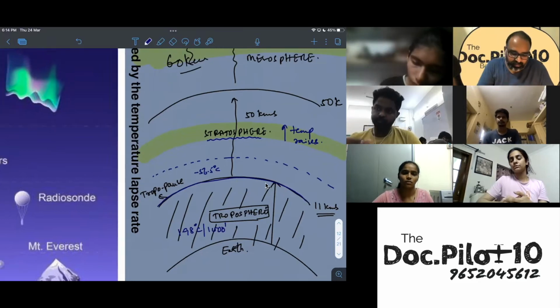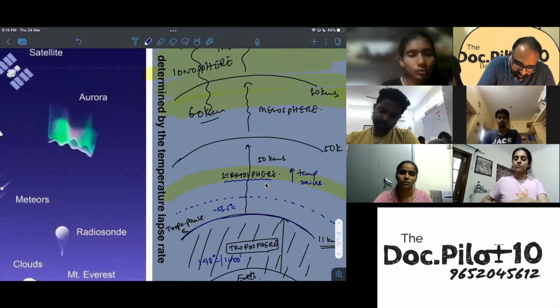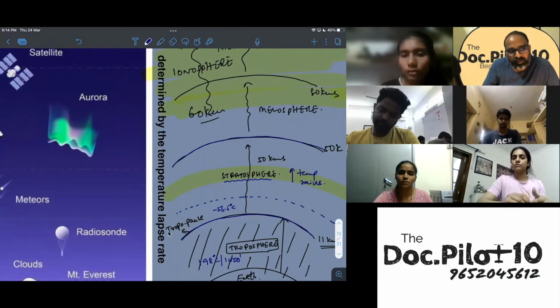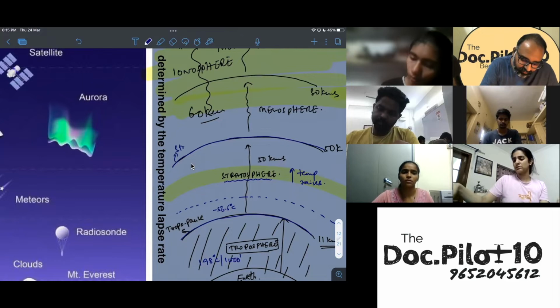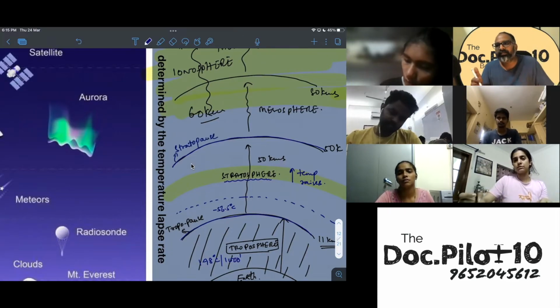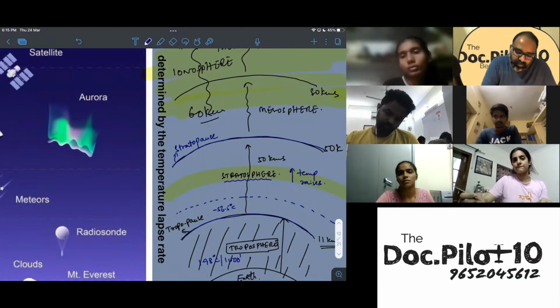Correct. Next, the mesosphere. After the stratosphere, what is the layer that differentiates the stratosphere and mesosphere? The layer which differentiates the troposphere and stratosphere is the tropopause. Now tell me, what is this layer? Stratopause. Very good. It is called the stratopause. Clear?